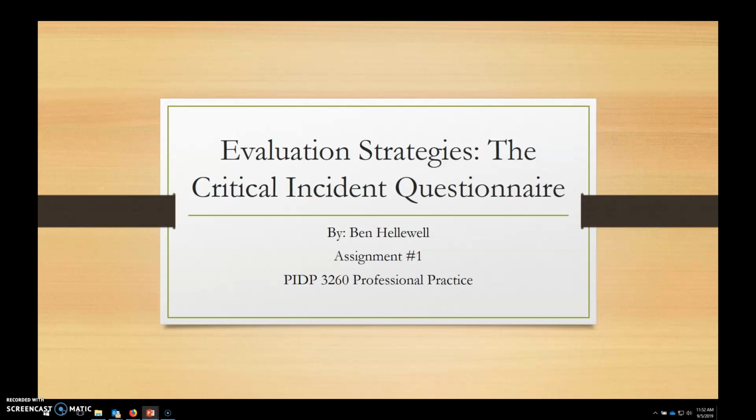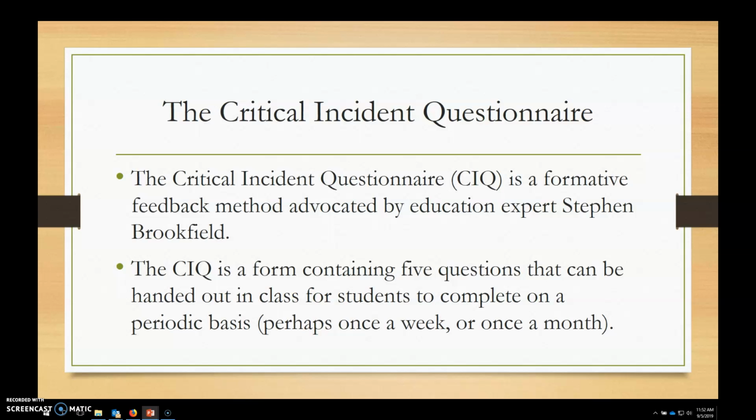Critical Incident Questionnaire. What is the Critical Incident Questionnaire, or the CIQ, you might ask? Well, it is a formative feedback method advocated by education expert Stephen Brookfield. He has been using the CIQ for decades and has a lot of insight about the best ways to use it and what it offers to teachers and students.